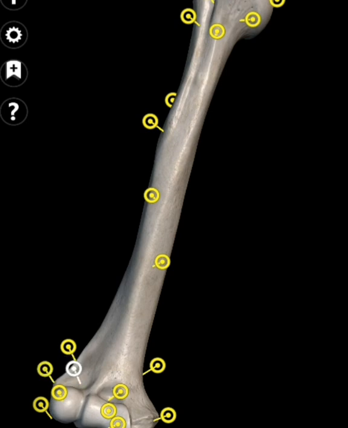So this is the radial fossa. This is the lateral supracondylar ridge. This is the deltoid tuberosity, and this is the anterolateral surface.